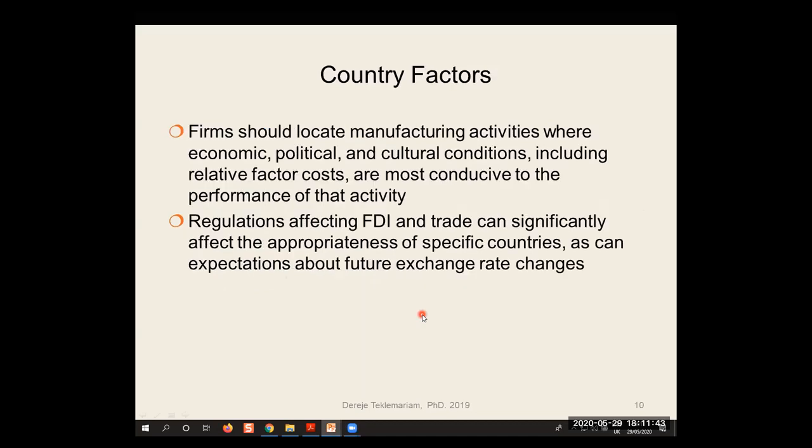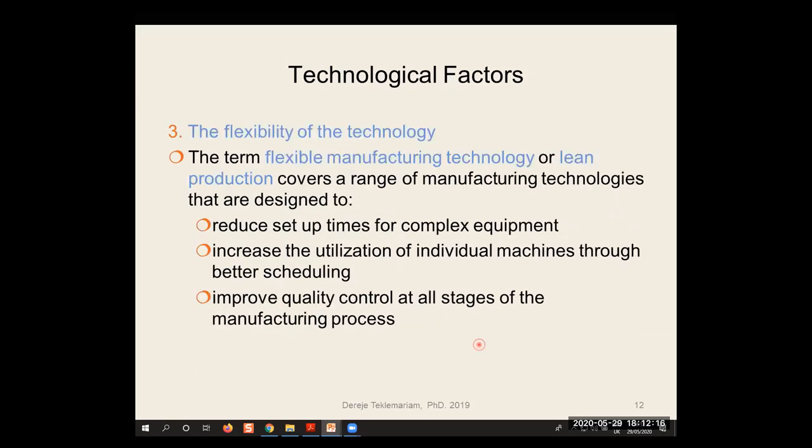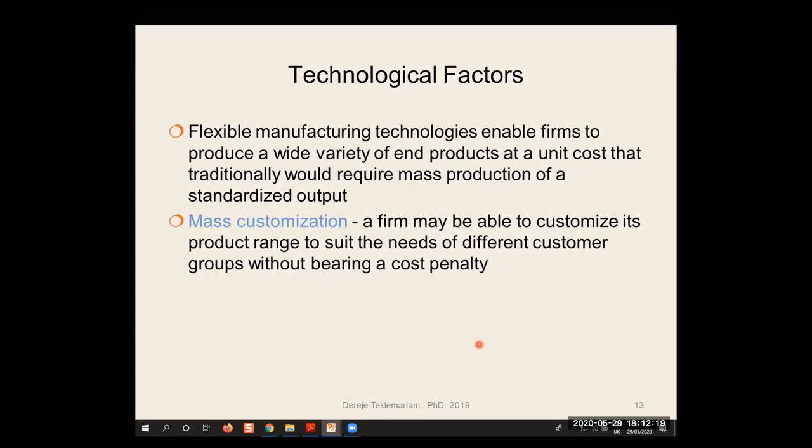Country-related factors, what are they? For instance, the political, the cultural, and some relative cost factors, some important regulations related to trade and foreign direct investment, and the issue of exchange rates. Then there are technological factors, like the level of fixed costs involved in that technology, and the minimum expected level of efficiency in that location. The flexibility of the technology is very, very important. How flexible is the technology there?